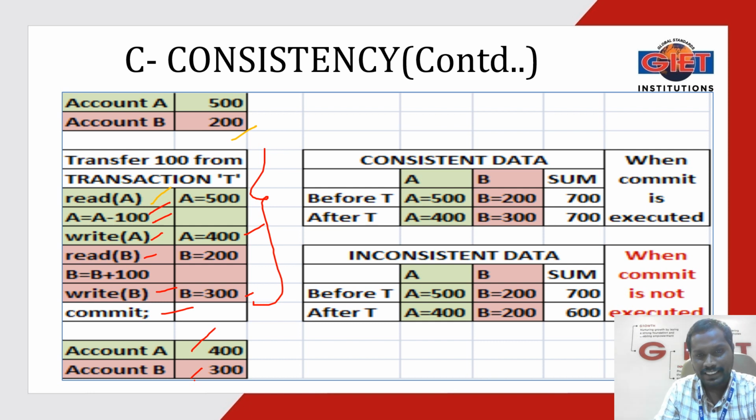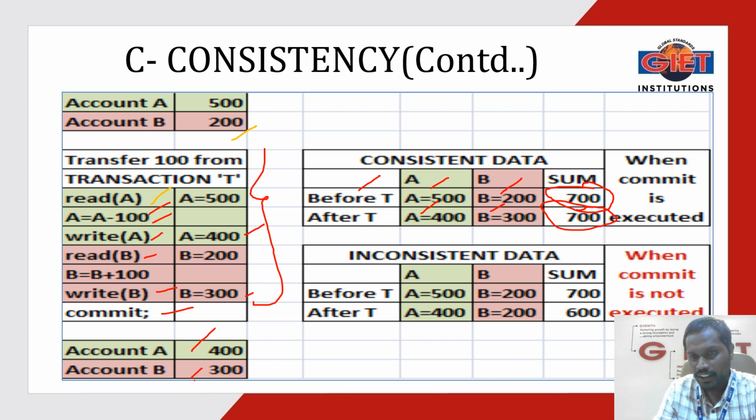But what we mean by consistency is, before the transaction, account A has 500 and account B has 200. After the transaction, account A has 400 and account B has 300. If you add these two, before the transaction and after the transaction, the amount remains the same. Hope you understood that this example is well suited for consistency.